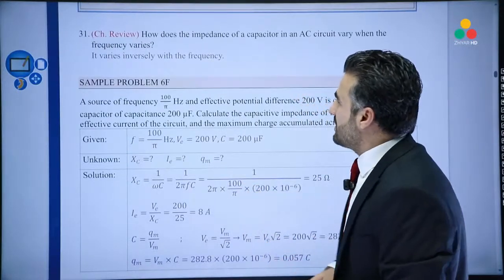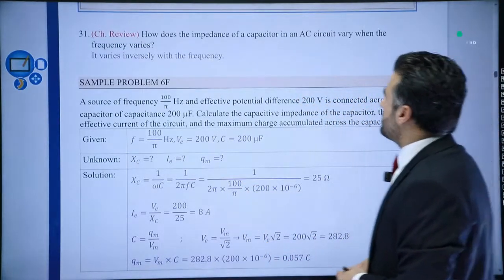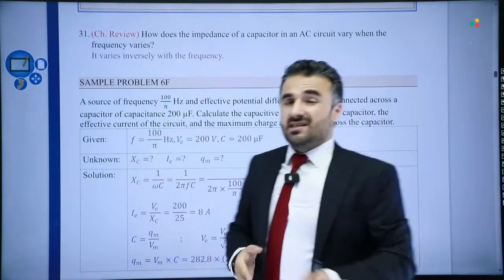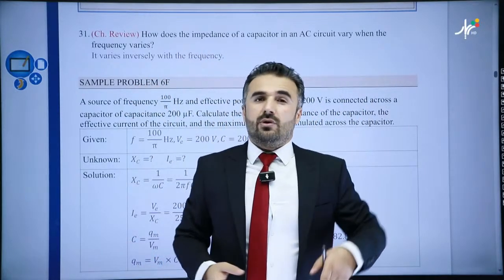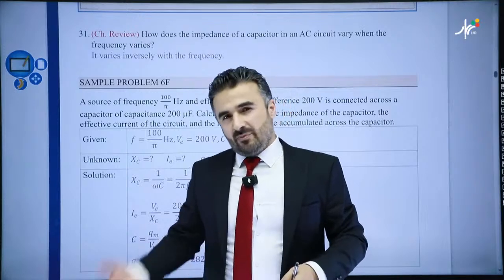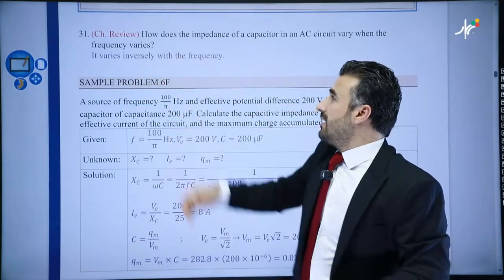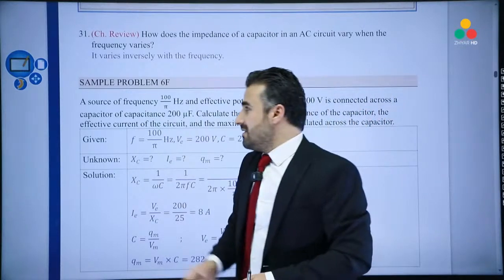And then the last thing for this session: how does the impedance of a capacitor in an AC circuit vary when the frequency varies? Because we said it is inversely proportional. So when the frequency increases, the capacitive impedance decreases, and vice versa. So we'll say it varies inversely with the frequency.